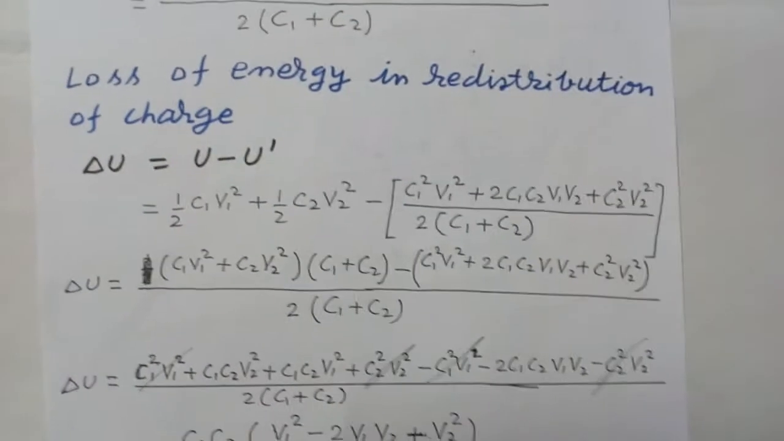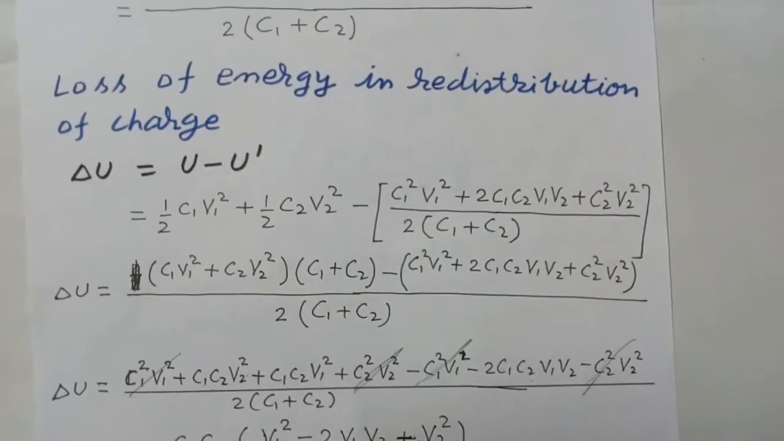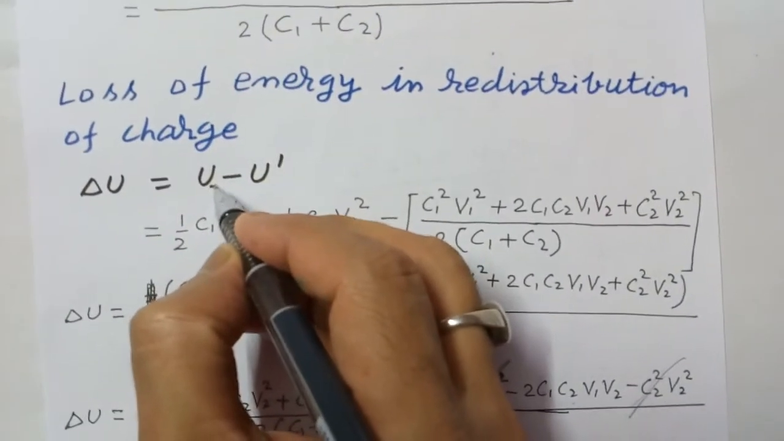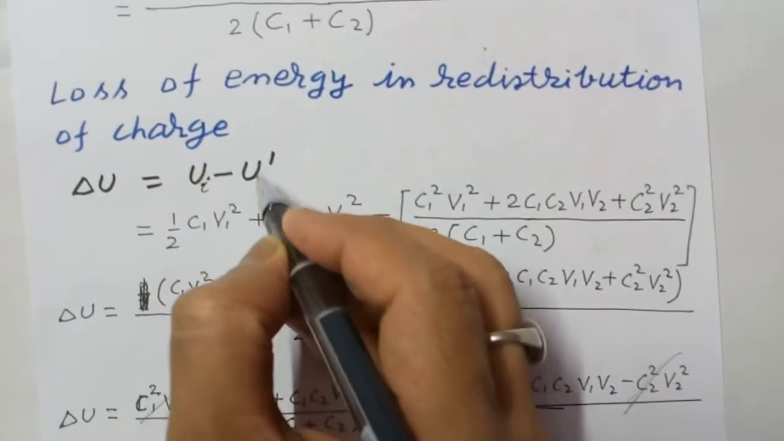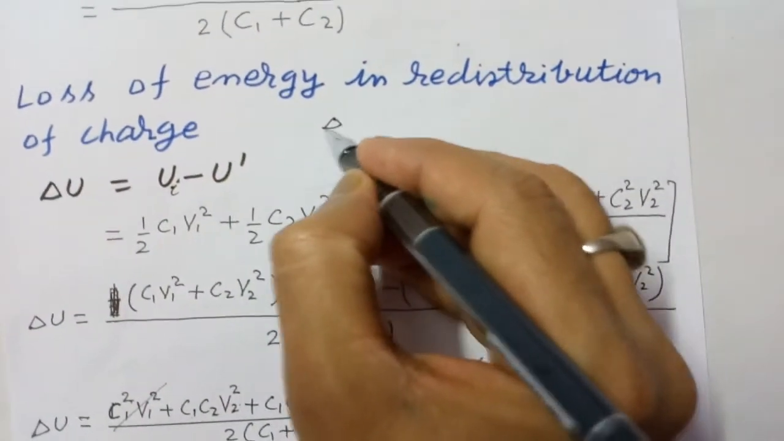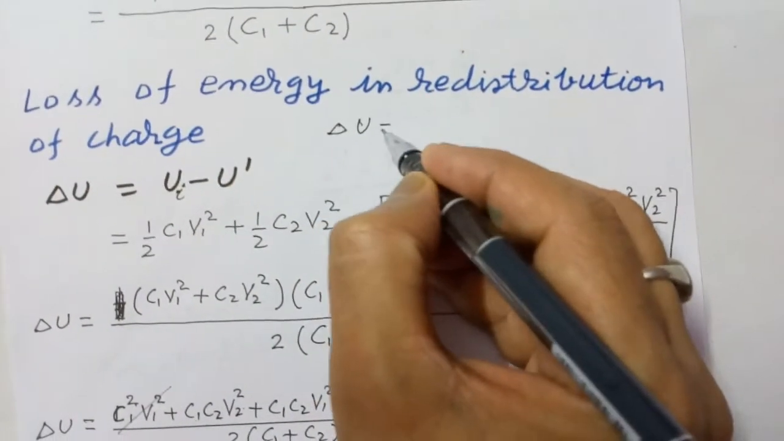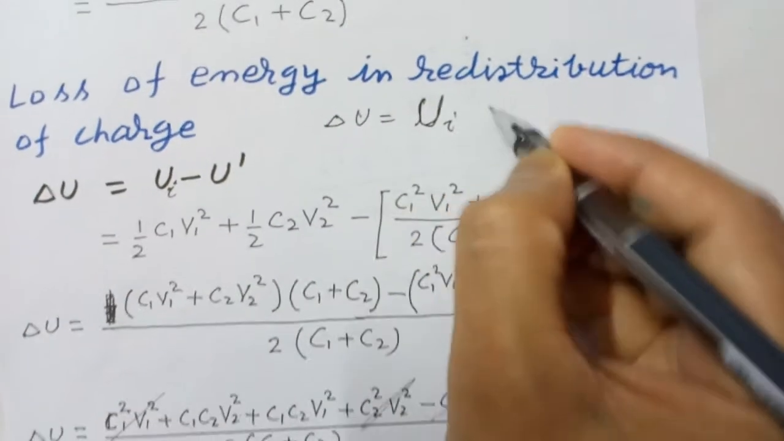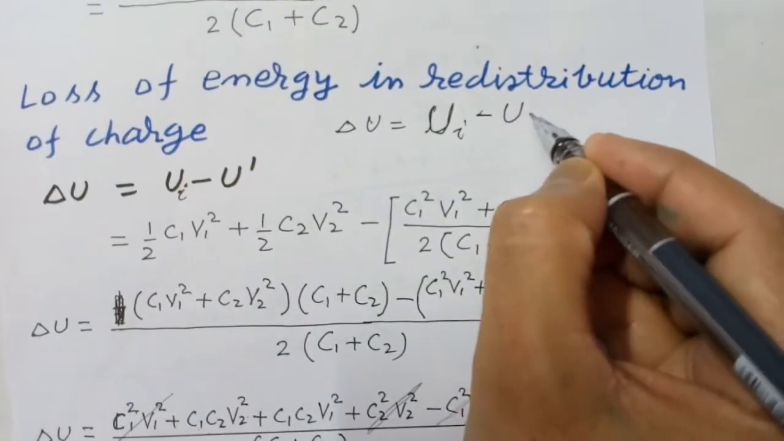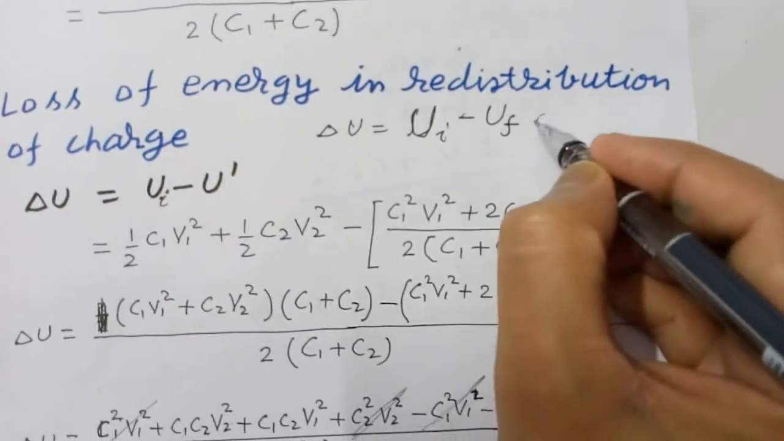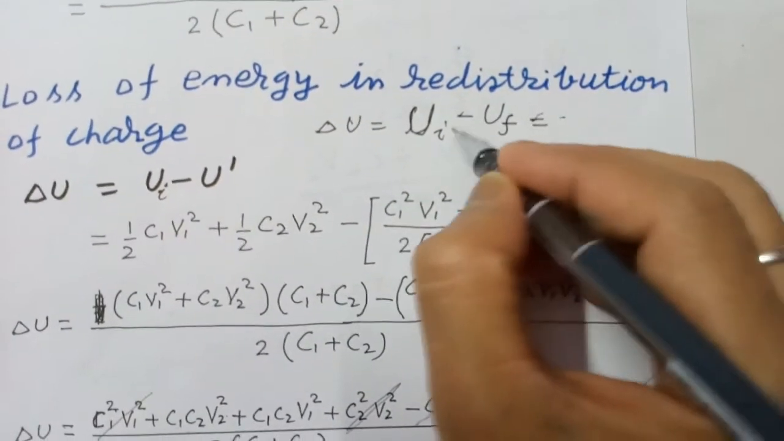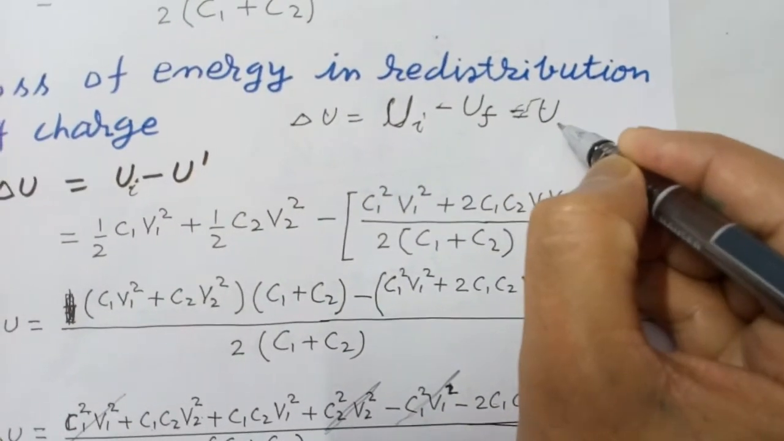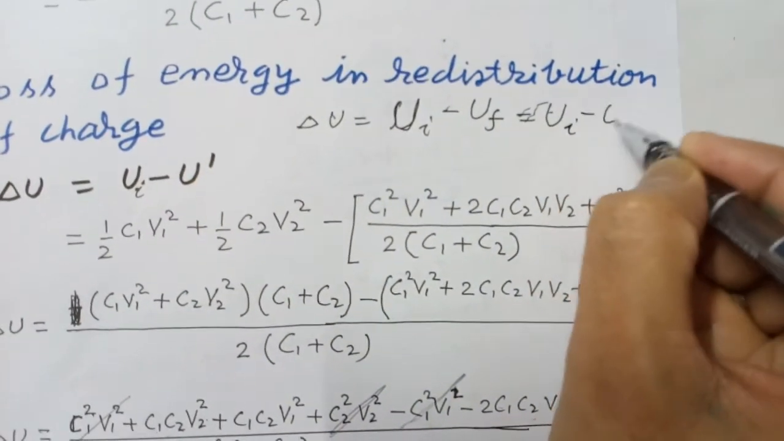Let us check it with the help of mathematics. Here U i is the initial potential energy, and U dash or U F is the final. So delta U is equal to U initial minus U final, or you may also write U dash for U final as I have written here. So U initial minus U dash.